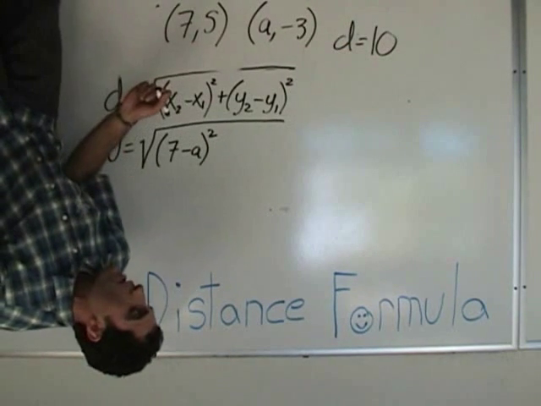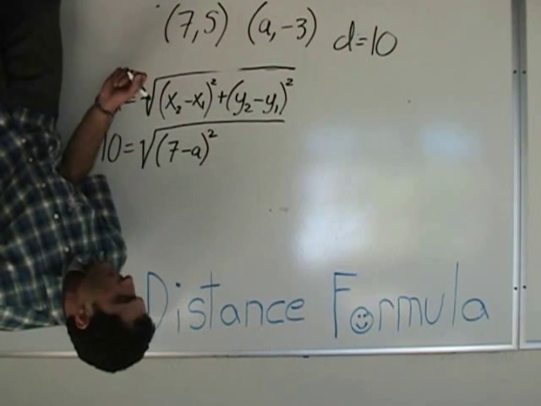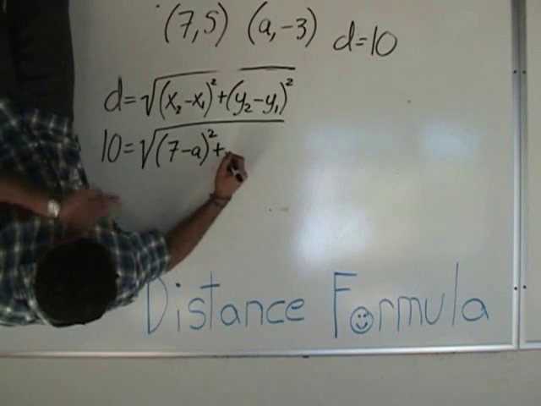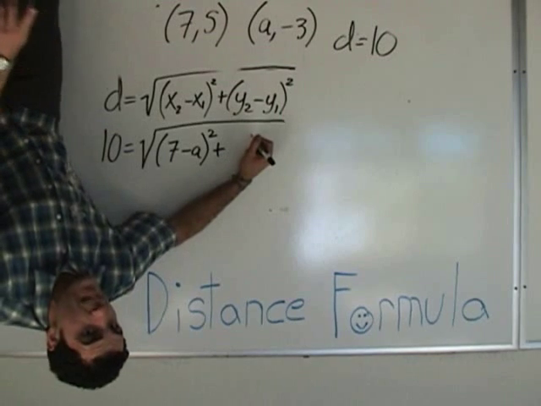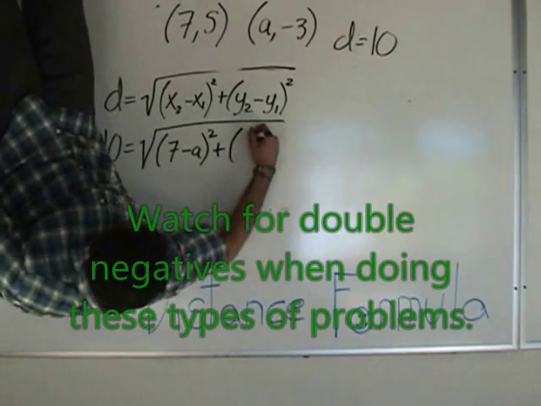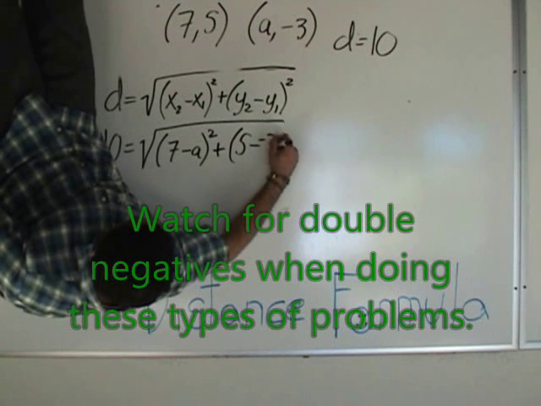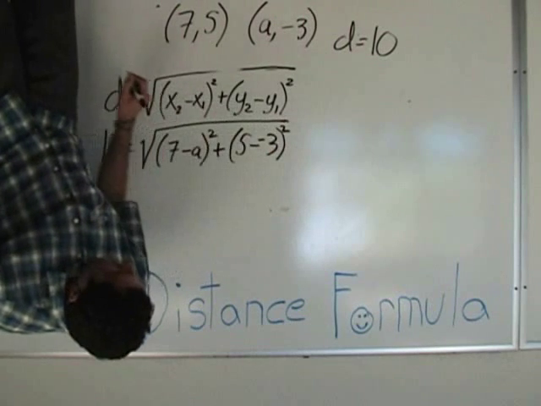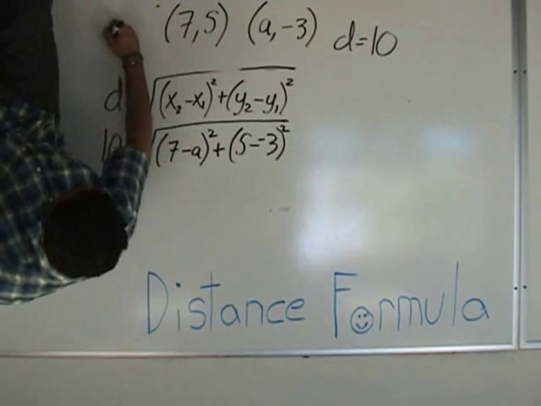Questions? That's the hardest part of the problem. 7 minus a squared, plus 5 minus 3. Plus 5 plus 3, that's a common mistake. It's 5 minus negative 3, squared. Very cool. Okay, I'm going to write the d over here.